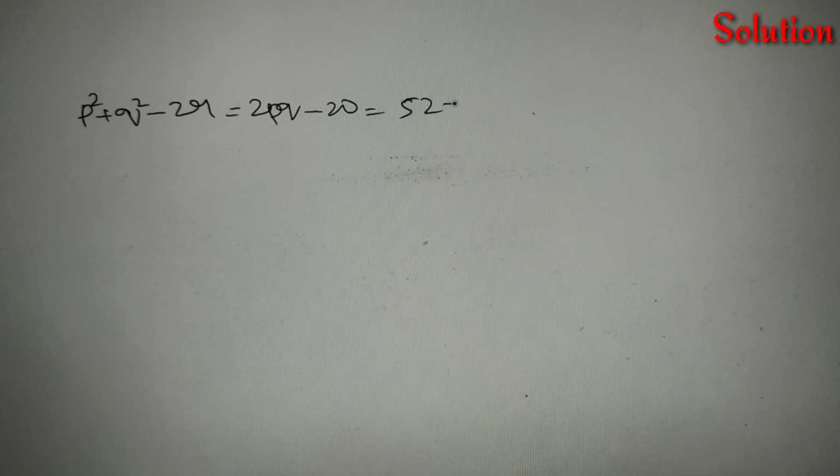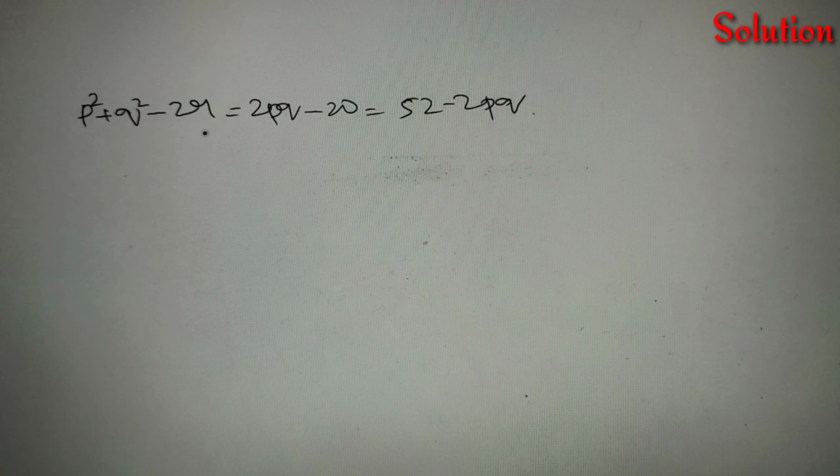So according to our given question, we are given that p square plus q square minus 29 is equal to 2pq minus 20, which is further equal to 52 minus 2pq. Now what we have to find is the difference between the maximum and minimum possible values of p cube minus q cube.